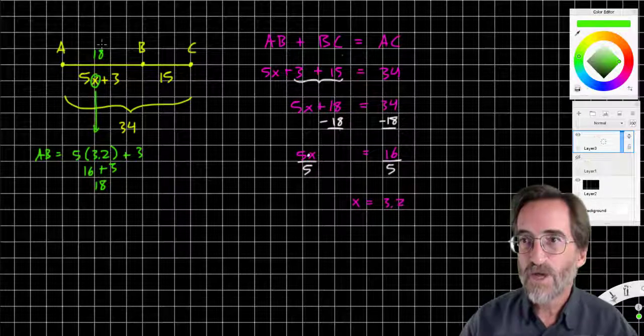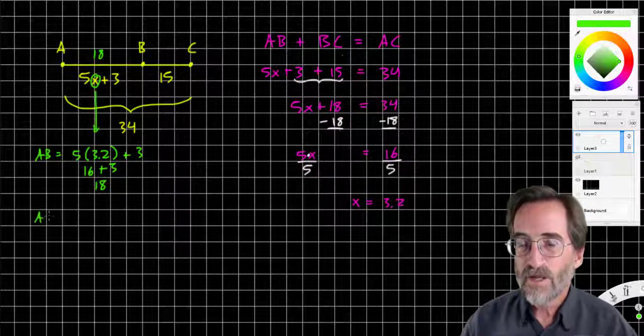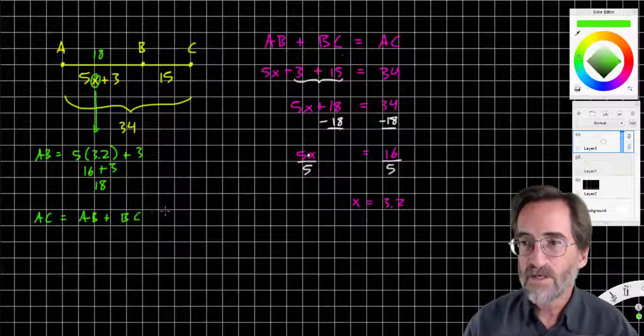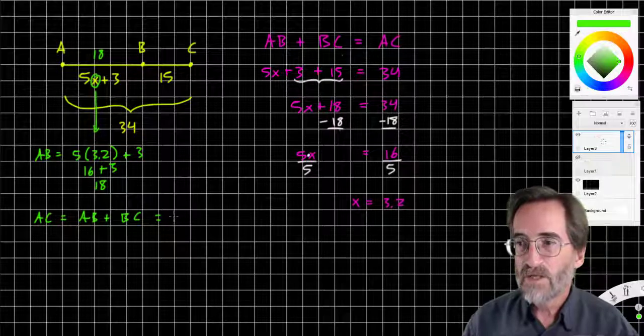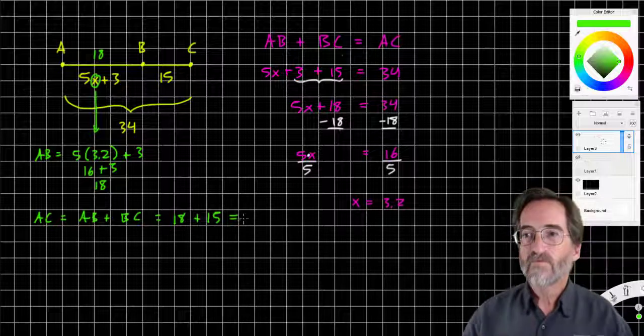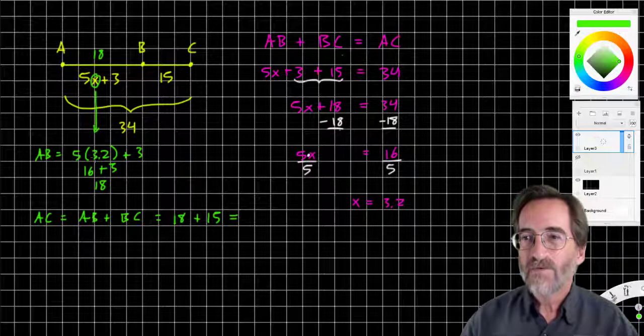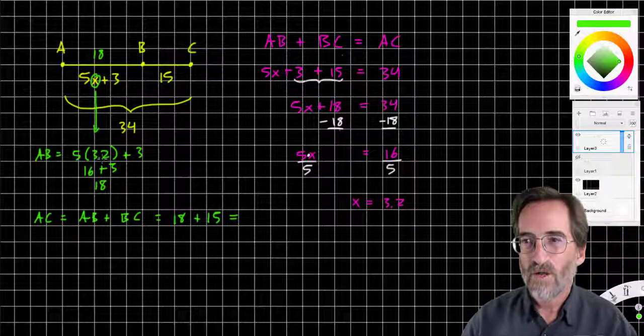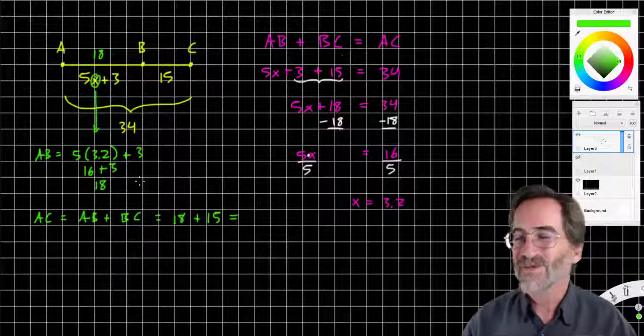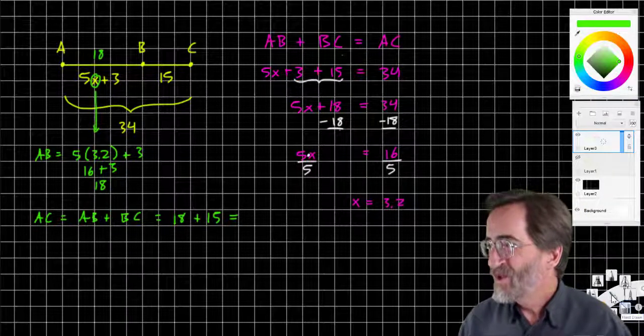And just to check, AC should be AB plus BC. So AB is 18, BC is plus 15, and lo and behold, I get not 34. So what went wrong? 5 times 3 is 15. 5 times 0.2 is 1. 16 plus 3. 16 plus 3 is not 18. There we go. And that happens.